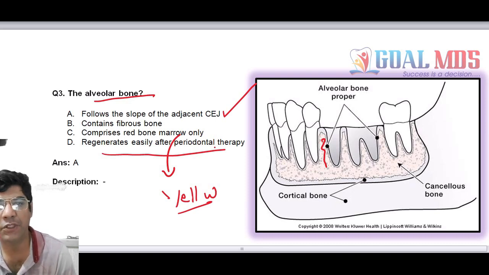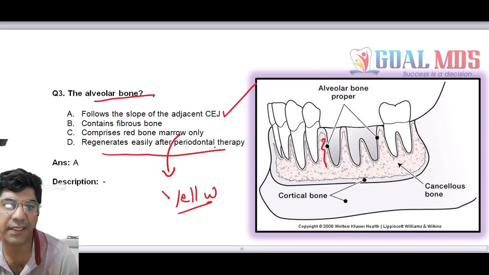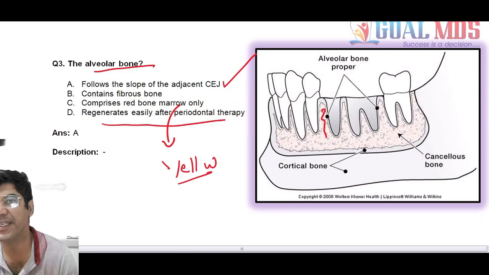Alveolar bone loss due to advanced periodontal disease can often be irreversible to some extent. So that's not always true. So your answer is A.